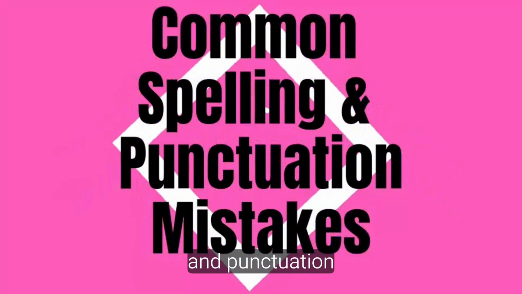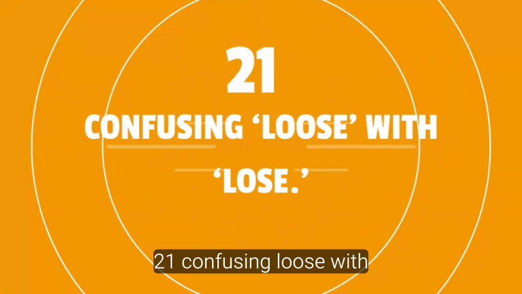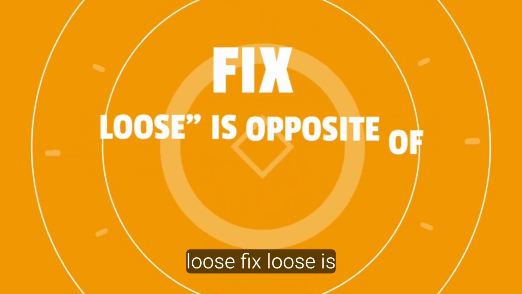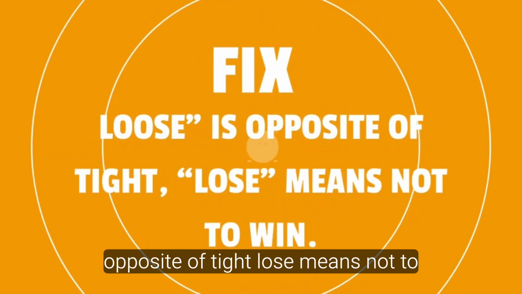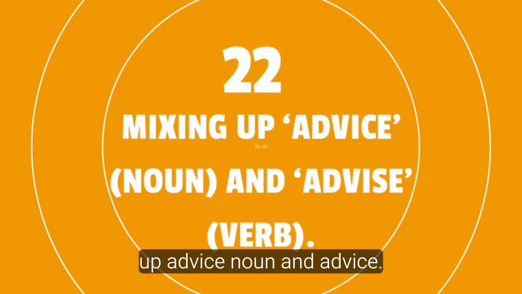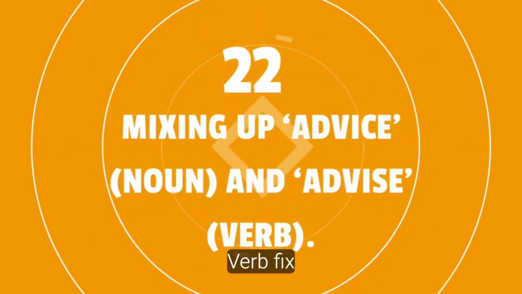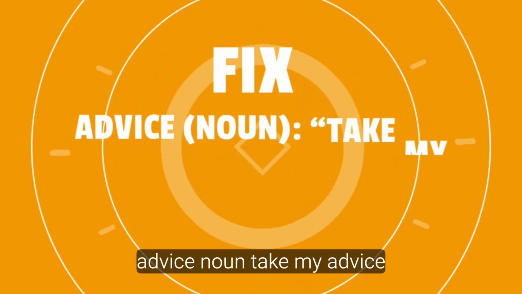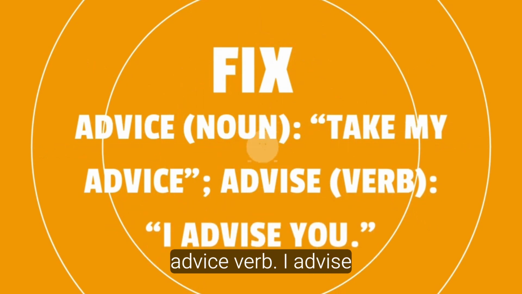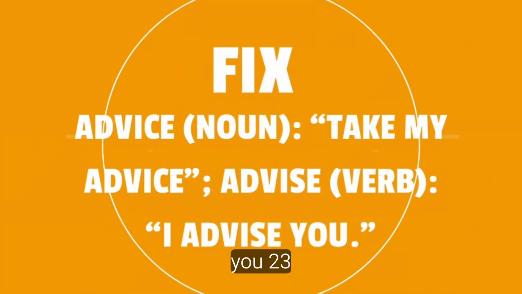Common spelling and punctuation mistakes. 21. Confusing loose with lose. Fix, loose is opposite of tight, lose means not to win. 22. Mixing up advice, noun, and advise, verb. Fix, advice, noun, take my advice, advise, verb I advise you.